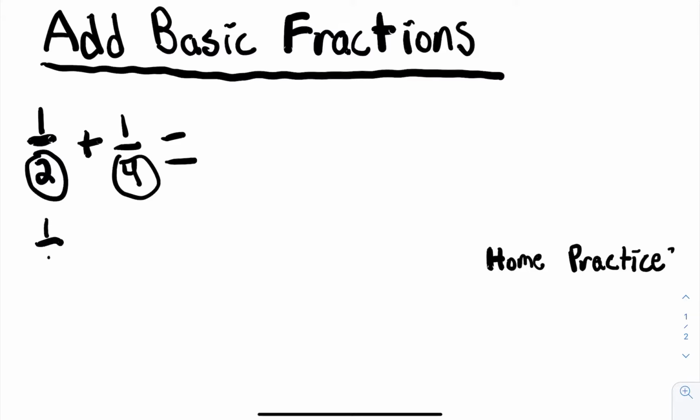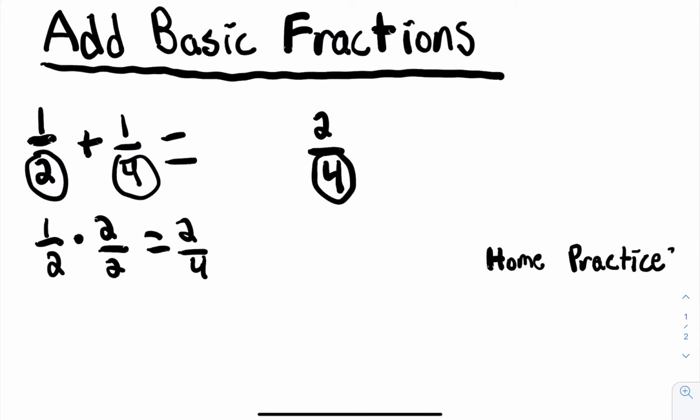To get your common denominator in this problem, you will need to multiply 1/2 by 2/2. After you do this, you will get 2/4. Finally, you just need to add 2/4 and 1/4, and you will get your final answer, 3/4.